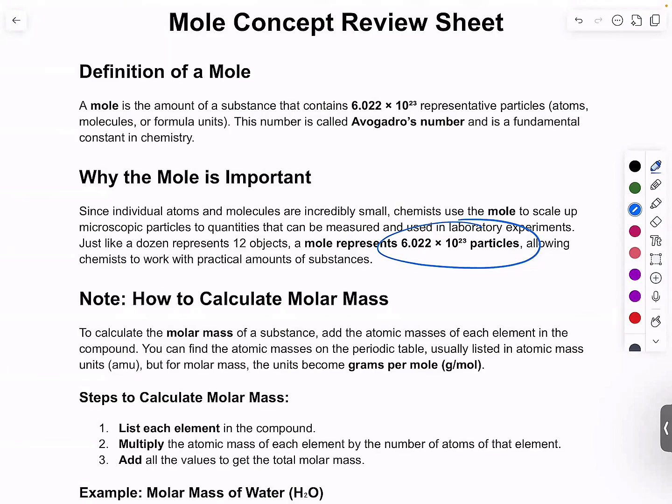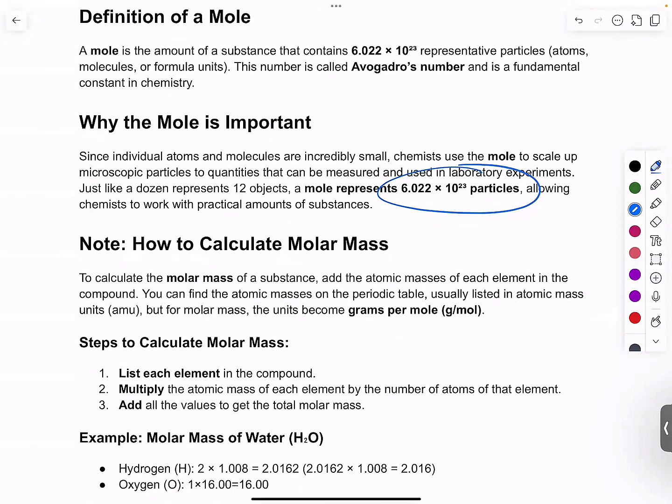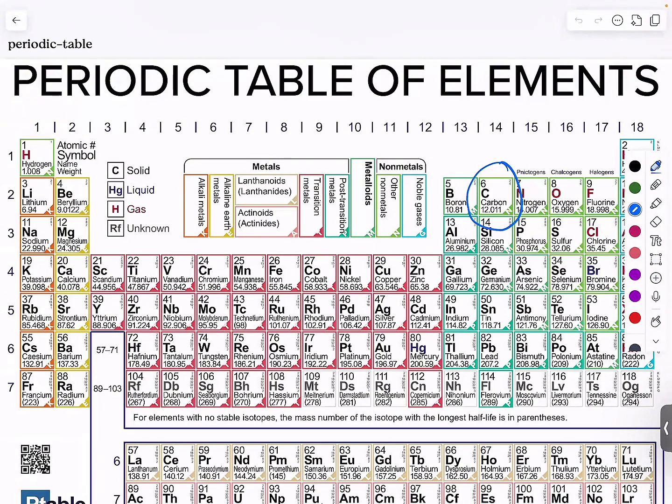That takes us into calculating molar mass. Every element represented on the periodic table has its own distinct mass. If we go over to carbon, which I have highlighted in blue, carbon is a very common element in nature, and we know that it's 12 grams per mole. That's what we call molar mass, and each individual element has its own molar mass.